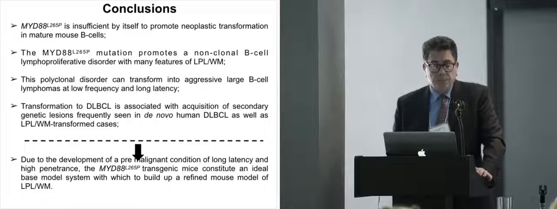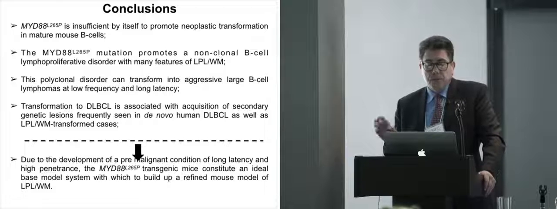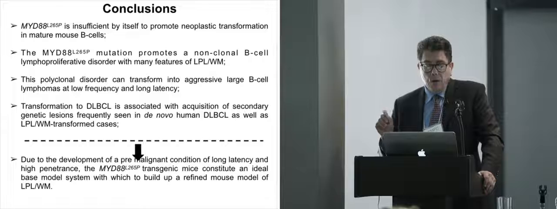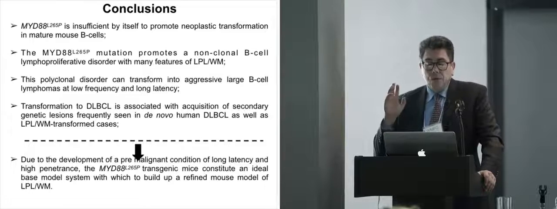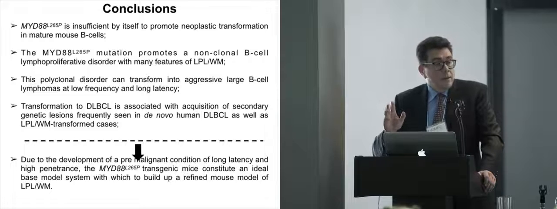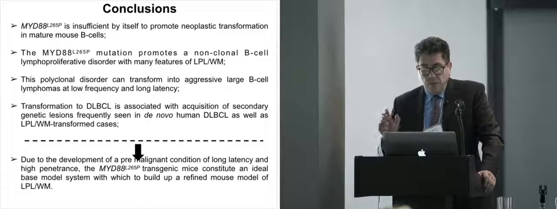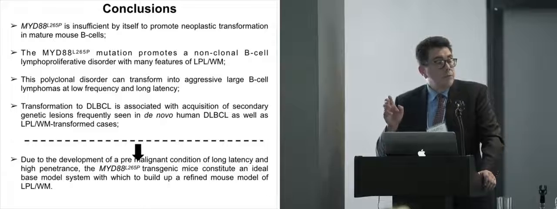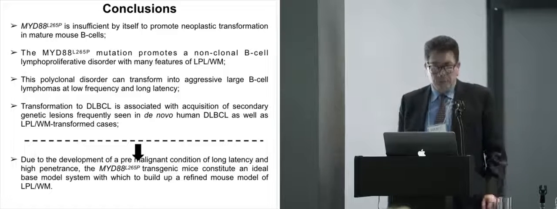And transformation to diffuse large B-cell lymphoma is associated with acquisition of secondary genetic lesions frequently seen in de novo human diffuse large B-cell lymphoma, as well as lymphoplasmacytic lymphoma can transform to diffuse large B-cell lymphoma.